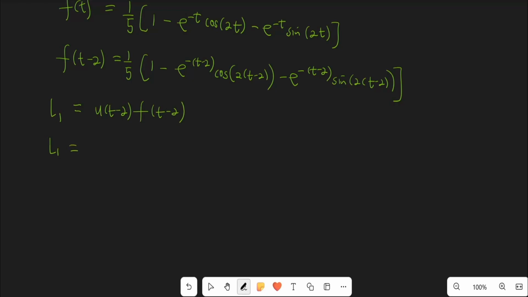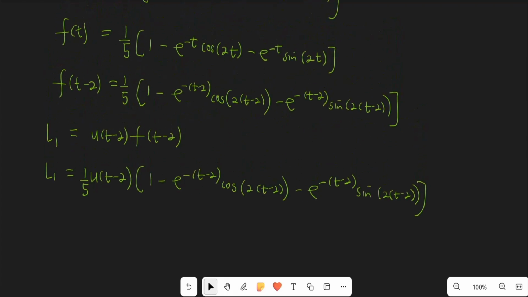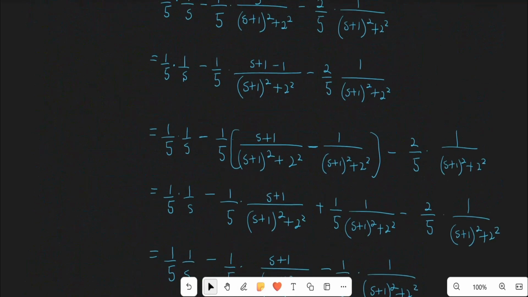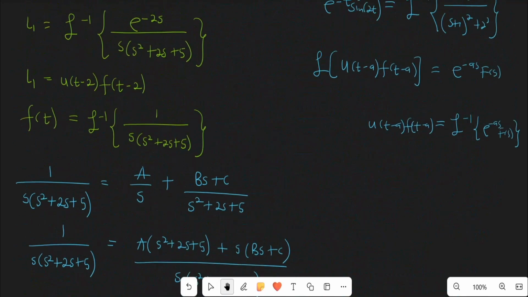Now let's wrap it up here. L1 is going to be u of t minus 2 multiplied by this guy, and that is going to be 1 over 5 in front. Then we are going to have 1 minus e to the negative t minus 2 cosine of 2 into t minus 2 minus e to the negative t minus 2 sine of 2 into t minus 2, like this. So this is L1. Now to wrap up everything, we will now have to add L1 to L2.